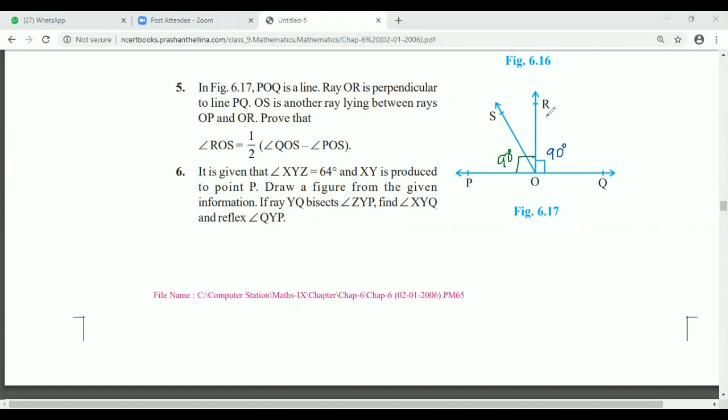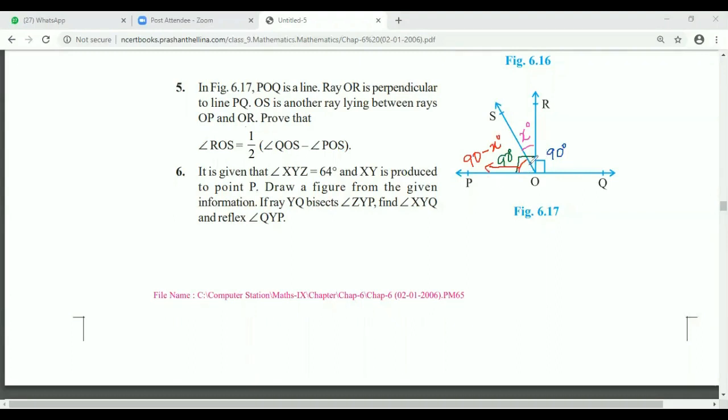Then this line OS is a ray we have drawn simply between the angle POR. We don't know what is the measurement or what is the angle made here. So let's take that unknown value angle as X degree. If it is X degree, you can find that this angle has measurement the balance of X degree from 90 degree. That means this, which I have marked in red color, this angle has measurement 90 minus X degree.